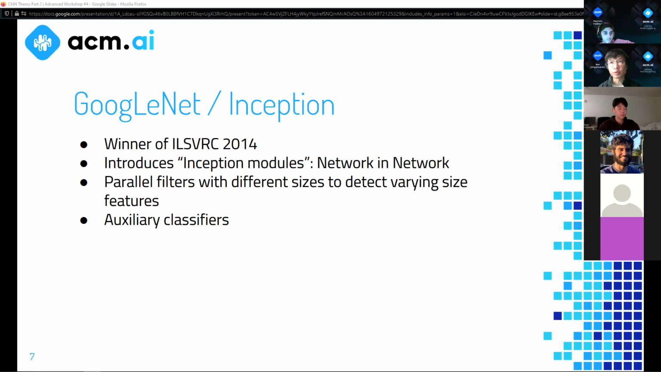And then with convolutional neural networks, we stuck with that same model, but we introduced different kinds of layers like convolution layers, max pooling, ReLU. And now with Inception, we're introducing modules. So modules are groups of layers that are bundled together. And within each module, there are parallel filters with different sizes that detect different size features.